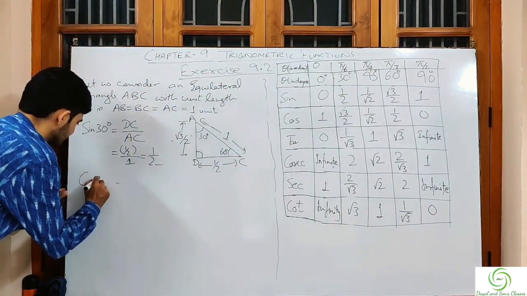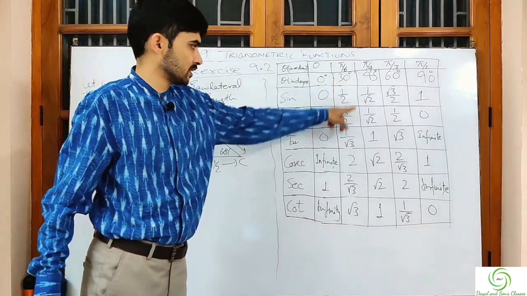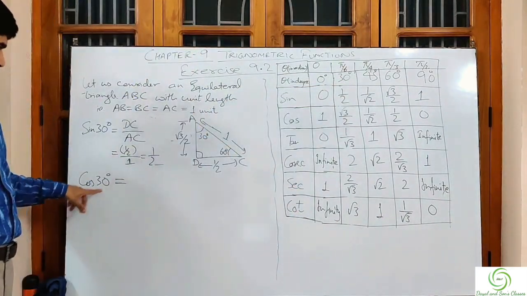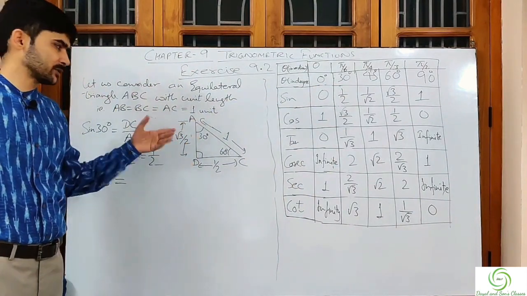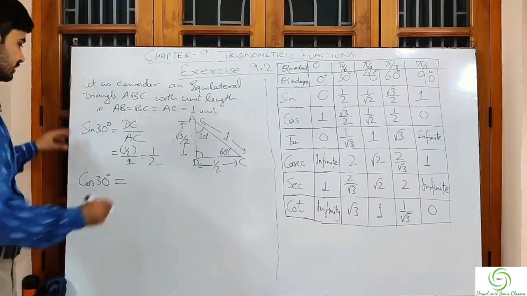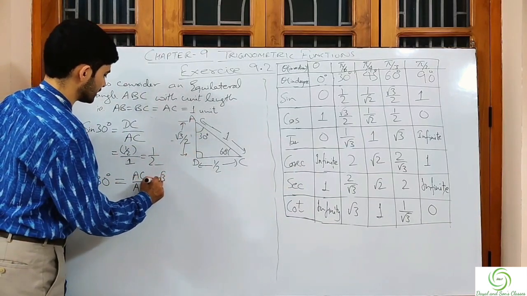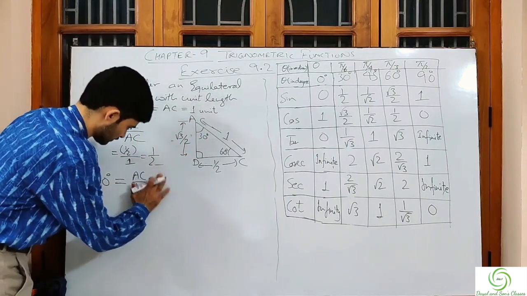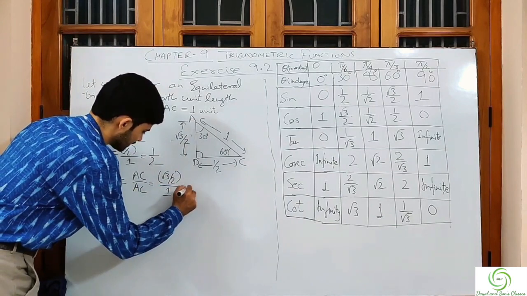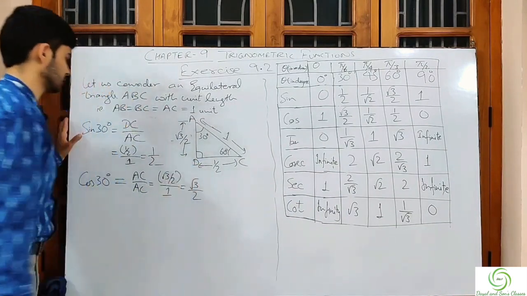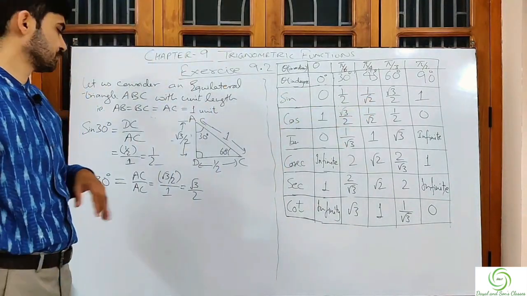Cos 30 degree is base upon hypotenuse. Cos theta is base upon hypotenuse. For this 30 degree, the base is AD. So AD upon AC is equal to root 3 by 2 divided by 1, that is equal to root 3 upon 2. So cos 30 is root 3 by 2. That's what we have written here. Cos 30 is root 3 by 2.